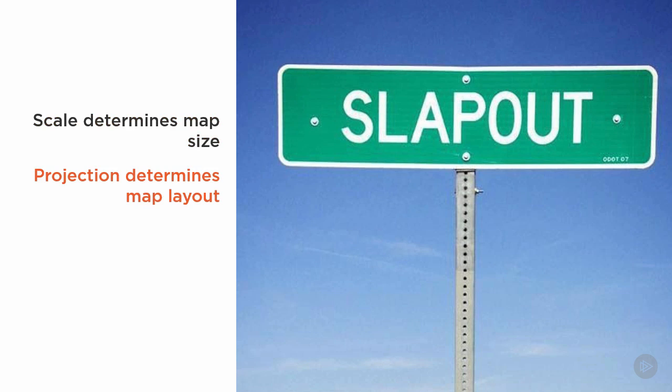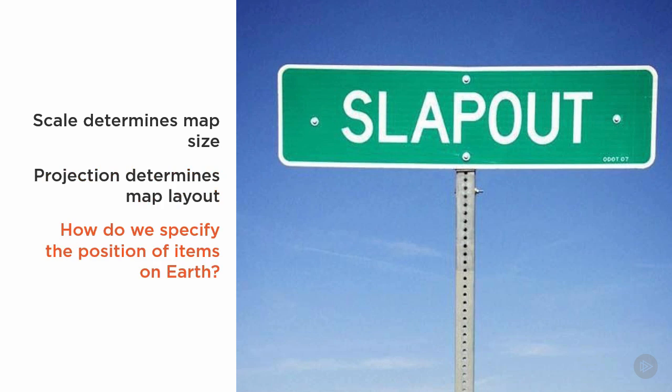So that's all good. But how do we specify the regions on Earth that will then feed into the projection to get the locations on the map? For example, if we wanted to locate Slapout, Oklahoma on a map, how would we do that?